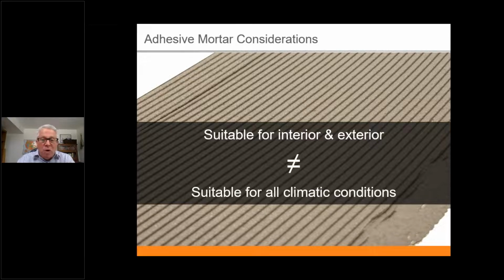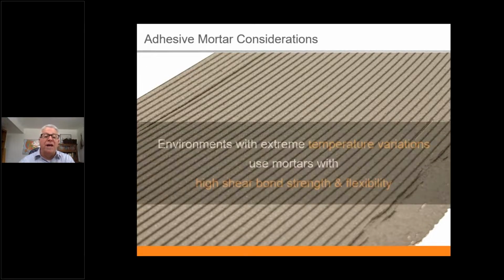Heat, cold, wet, dry, all these things come into play. So also look for that. Is it going to make it in that very climate condition? Not just because it says interior, exterior. Almost everything set will say that. You have to be more specific, and we'll get to that in a minute.